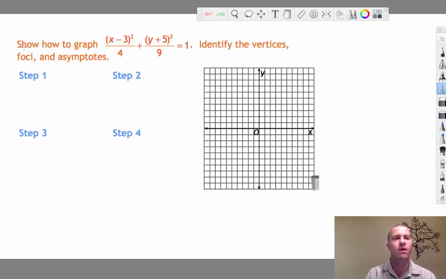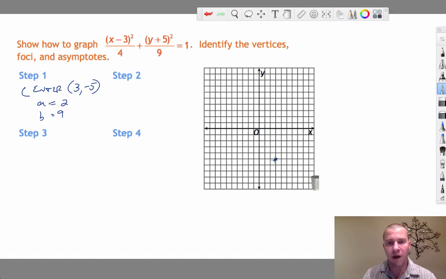For this one, show how to graph this equation, identify the vertices, foci, and asymptotes. Well, I like to identify all the parts first. My center is at, remember we're using the opposite of these, so the x is 3, the y is -5, so I have my center at 3, -5. The a, which is under the x, is 2, the square root of that, remember, and the b is 9.